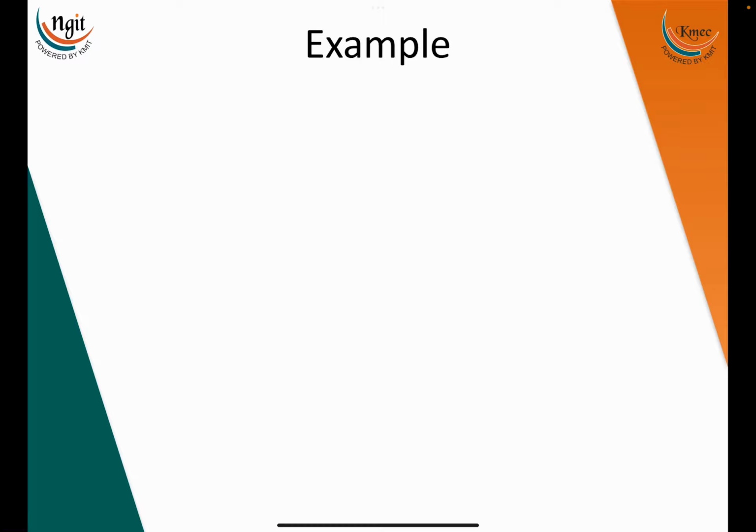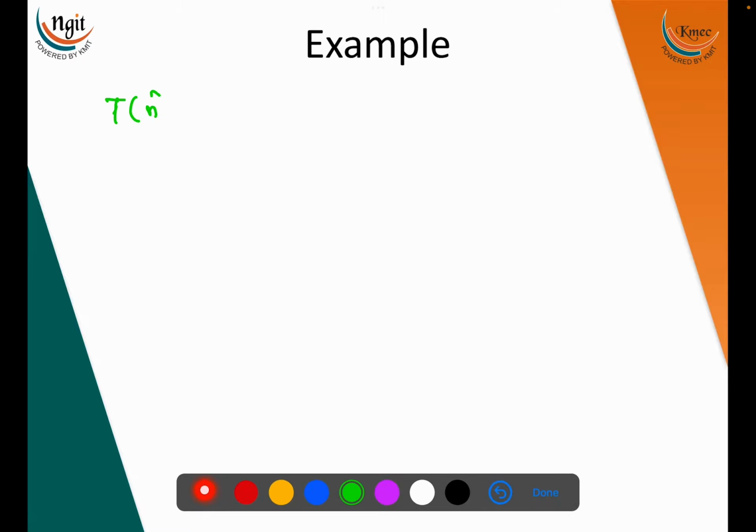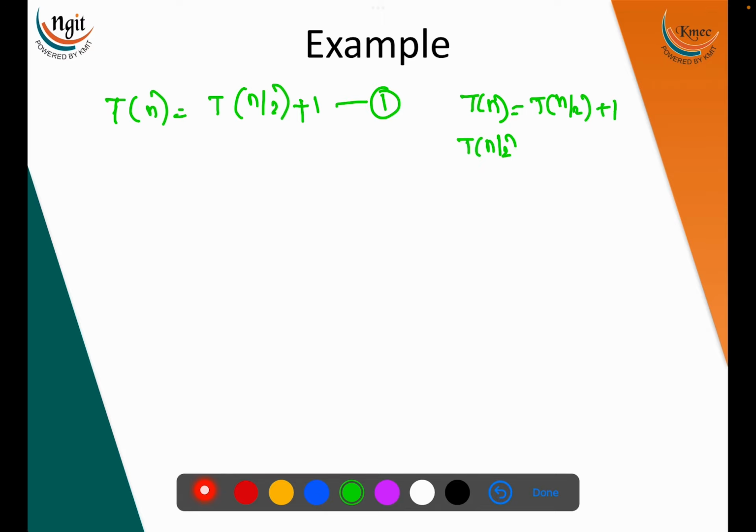So using the back substitution method, the time complexity T of n is equal to T of n by 2 plus 1. Assume this is my first equation. So I know what T of n is: T of n is T of n by 2 plus 1.